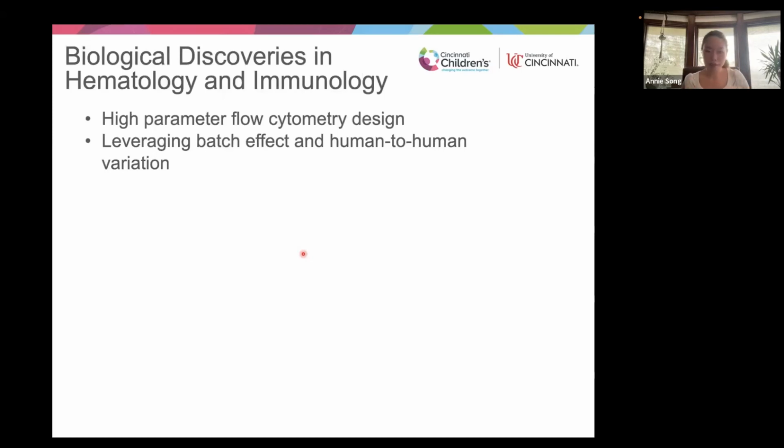So now, with all these practices in mind, we can talk about some of the data and biological discoveries that I have done in the last couple of years. I think the biological discovery that I have done really addresses two topics. One is high-parameter flow cytometry design, and how you could leverage some of the existing tools to really build the complexity of the data. And the second is how you leverage the batch effect and human-to-human variation, as we start to see a lot more human studies coming out with pretty large sample sizes.